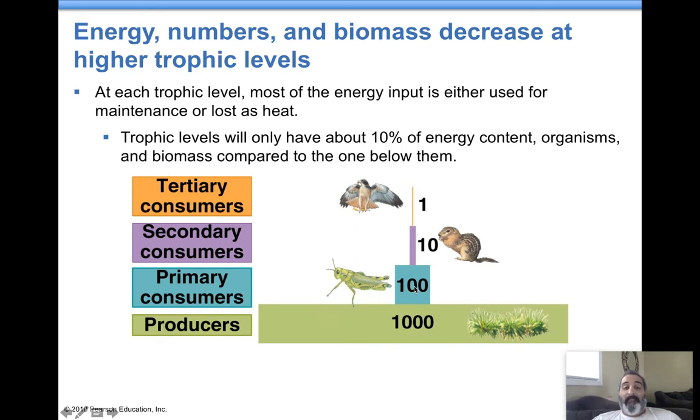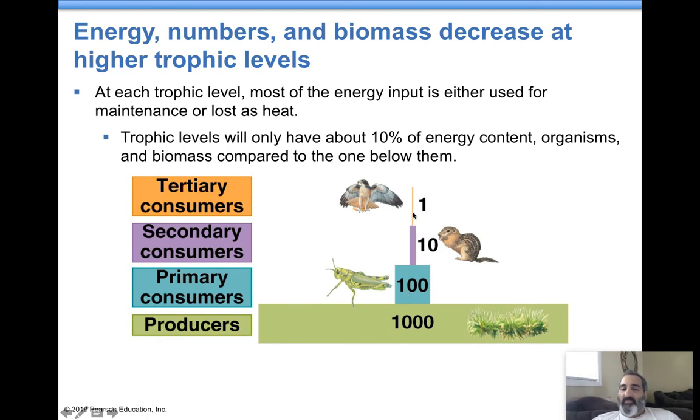These guys then get eaten by the secondary. Only 10% of that gets passed on. So there's only 10% of this particular rodent. And then they get eaten, and only 10% more gets passed on. So if you notice, the biomass shrinks by 90% in every successive eating.